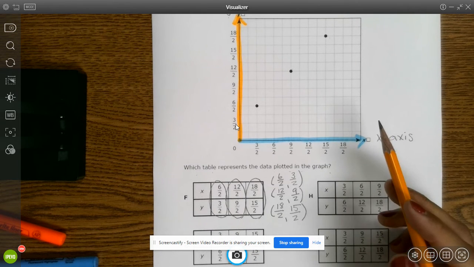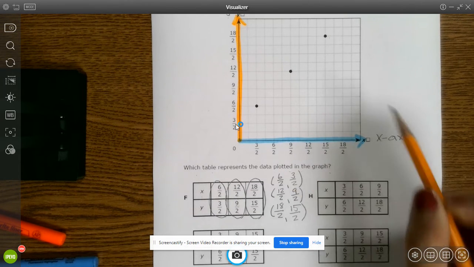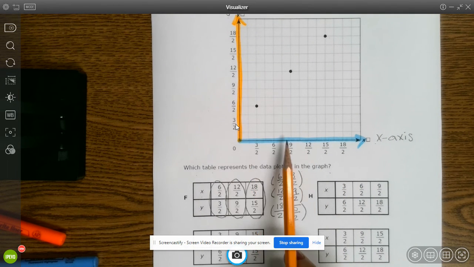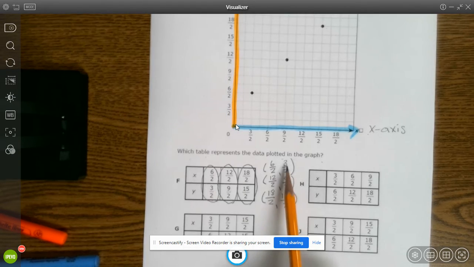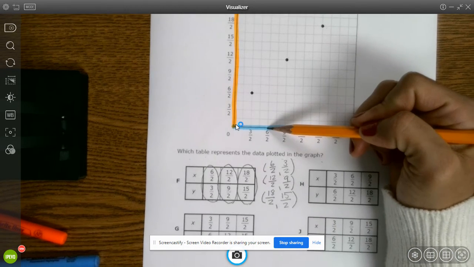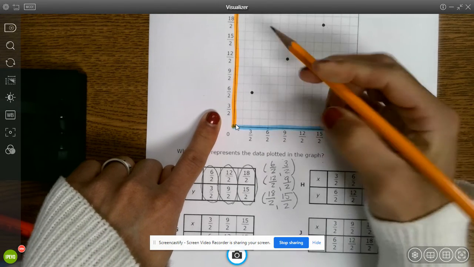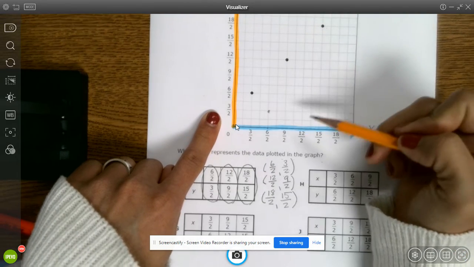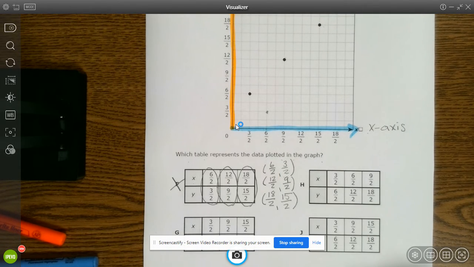Okay, now we're going to see if this table fits these dots that are plotted on this coordinate grid. Okay, so 6/2 is my x. So again, here is my x-axis. Okay, so I go over to the 6/2. Then I go up to my y, which is 3/2. So here's 3/2. And I'm going to plot my dot here. Does this represent this dot? Or this one, or this one? No. So F is not my answer. I'm going to use my strategies and cross out F.